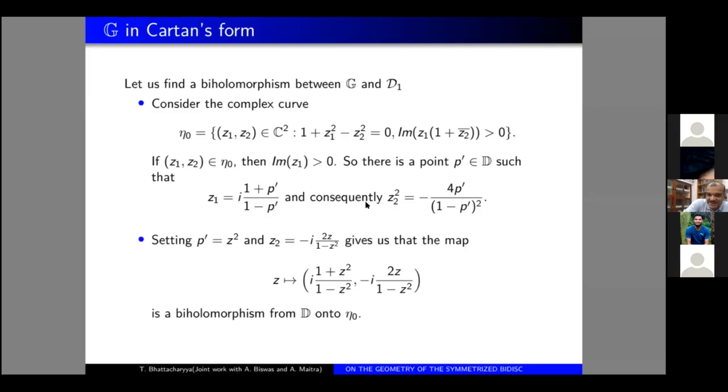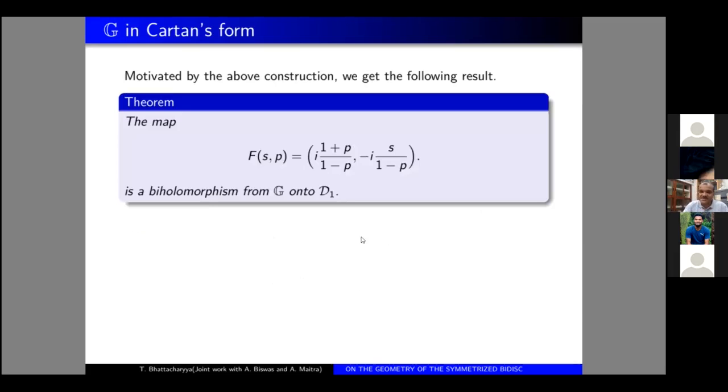Okay, so this gives us a map which allows us to identify eta 0 as the disk. That is, after all, we have to identify the Royal variety with eta 0, and this is a map which does that. Once we do that, the biholomorphism is just written down. It's not very difficult to write down the biholomorphism.